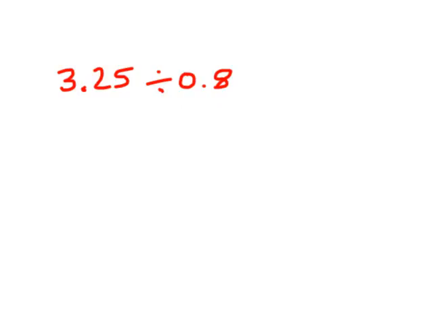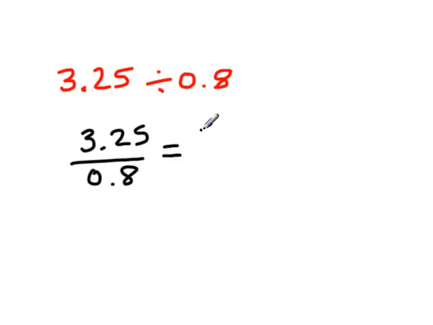Okay, take this example, 3.25 divided by 0.8. If you're not good at long division, you may all of a sudden just give up and say, I'm going to go reach for a calculator. But it's a really good idea to have an estimate. So from this, we know we could make a fraction, 3.25 over 0.8.